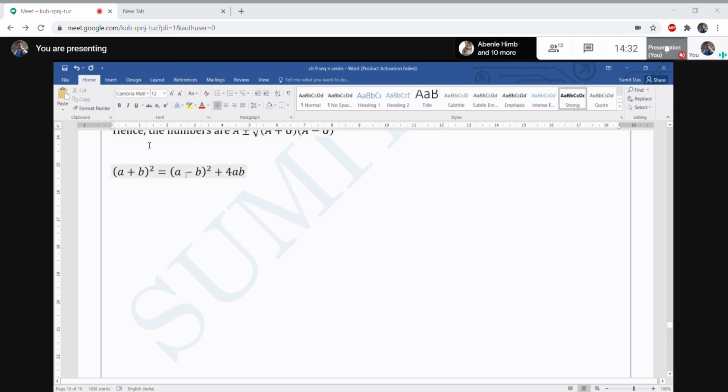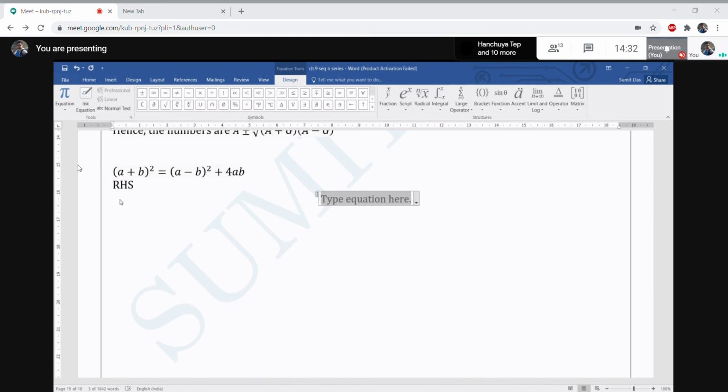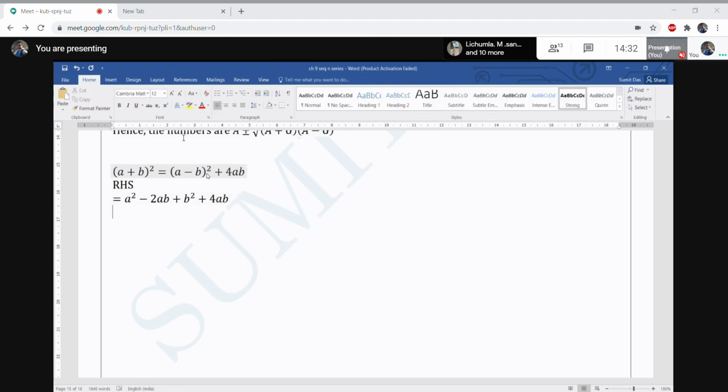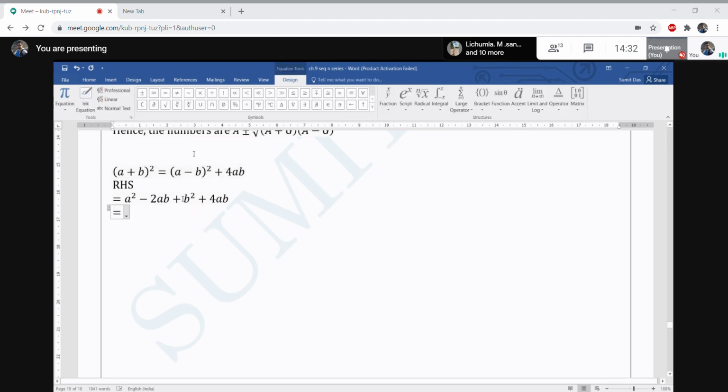I'm solving the right hand side. The left hand side you will solve yourself. Right hand side is equal to, I'm not writing the formula again. First tell me what is the (a minus b) whole square formula. (a minus b) whole square formula is a square minus 2ab plus b square, right? Plus 4ab is there. Then a square will be there, b square also will be there because nothing changes. Now plus 4ab minus 2ab, how much? Plus 2ab.